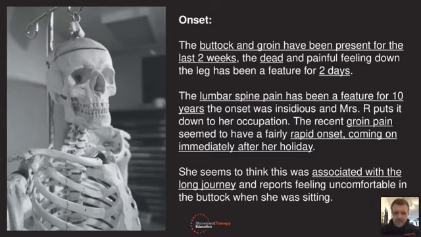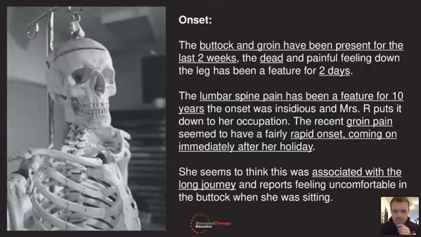So the recent groin pain seems to be a fairly rapid onset, coming on immediately after her holiday. So I think that's where Kay mentioned DVTs. So there is something, let me just show you this. A GP friend of mine told me about this, because I never got taught this on my osteo course, but this is really, really useful. Let me just share this with you.